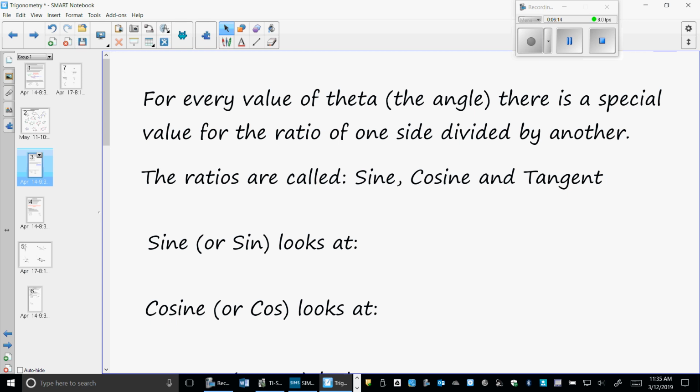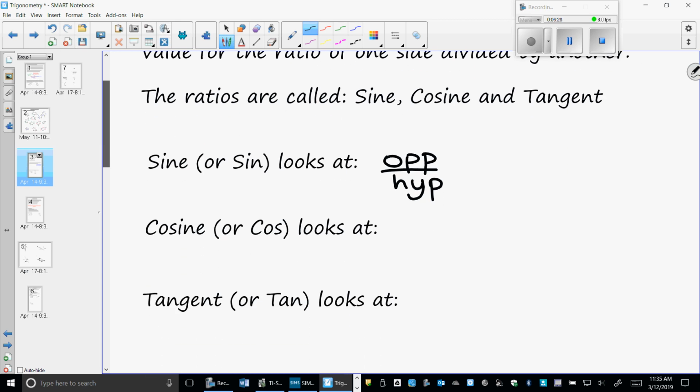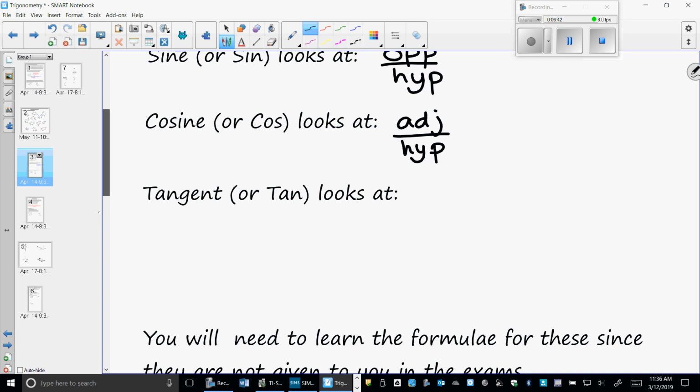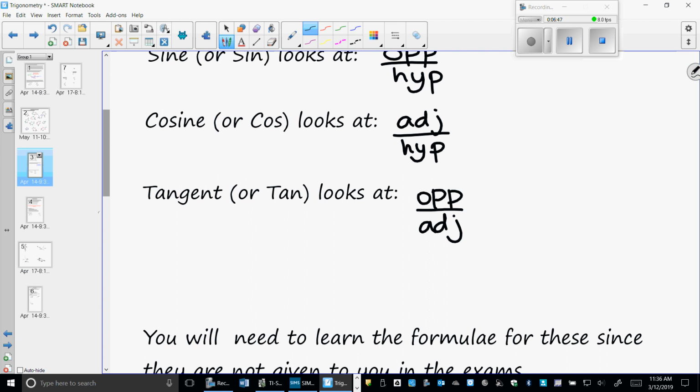So the sine ratio looks at the opposite length divided by the hypotenuse. So the sine of the angle is the opposite length divided by the hypotenuse. The cosine looks at the adjacent divided by the hypotenuse. And the tangent looks at the opposite divided by adjacent.